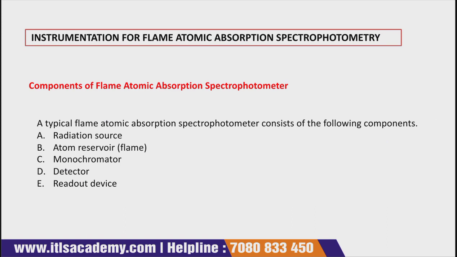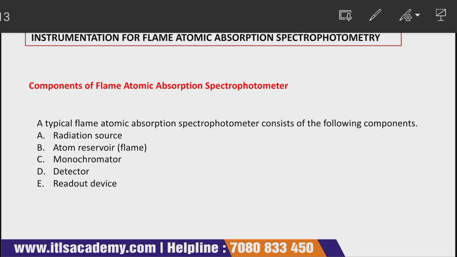So we are going to start with the first one, the radiation source. I've already told you that the basic source of radiation here is the hollow cathode lamp. This hollow cathode lamp consists of a cathode and an anode. The cathode is made up of the element of interest, whereas the anode consists of tungsten.